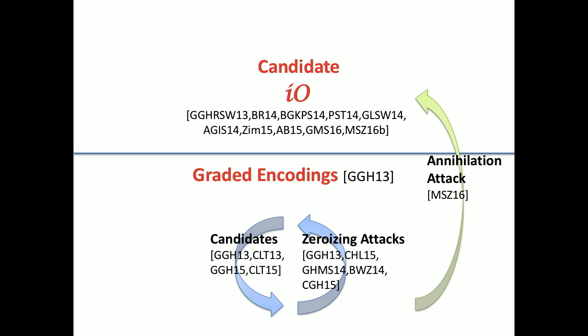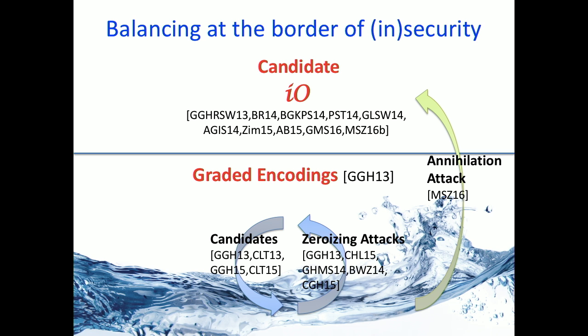And in fact, there are new attacks that directly attack the I/O candidates when they are combined with those concrete instantiations of graded encoding. I know I'm missing some new references here, but it's just hard to keep up with the speed at which things are developing. So I think it is not an exaggeration to say that we're really balancing at the border of security and insecurity. And this is not a state where cryptographers would like to be in. We would like to be as far away from this insecurity border as possible.